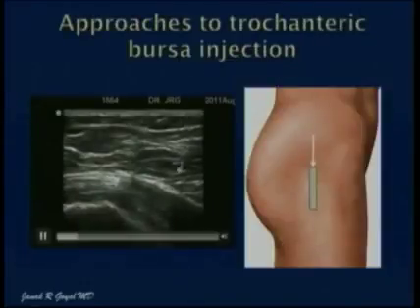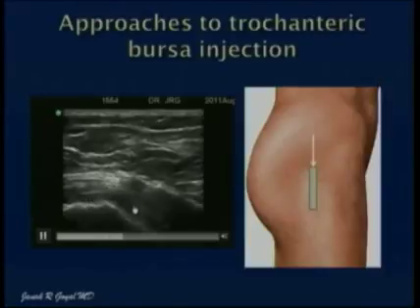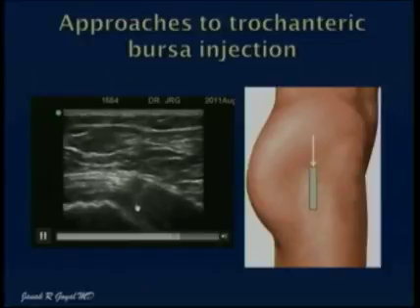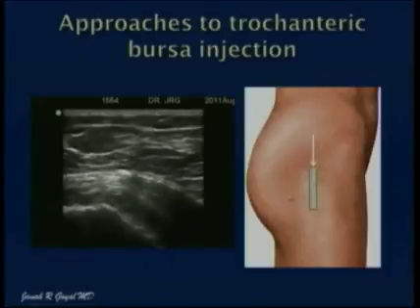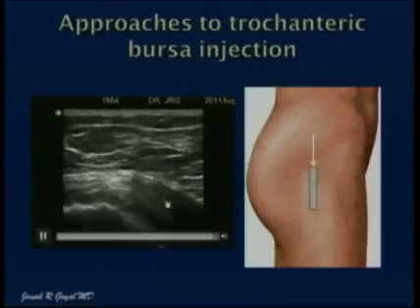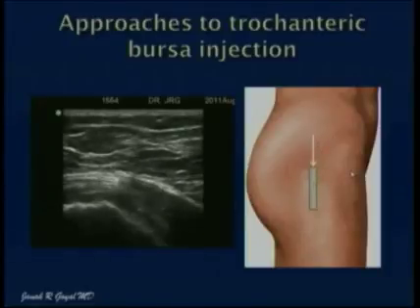Trochanteric bursa injection. This is my trochanteric bursa. I see this gluteus medius tendon insertion and the bursa underneath. So I take my approach from distal to proximal or proximal to distal. In this situation, I am going from proximal to distal. Here is the muscle, here is the tendon.